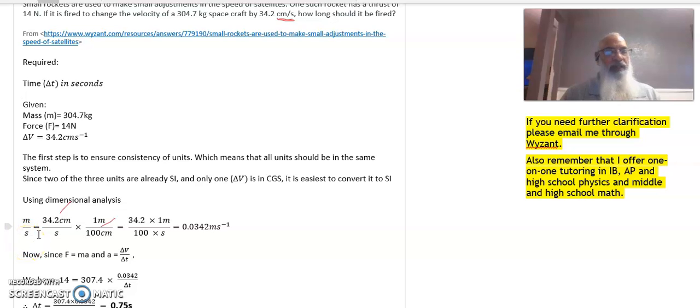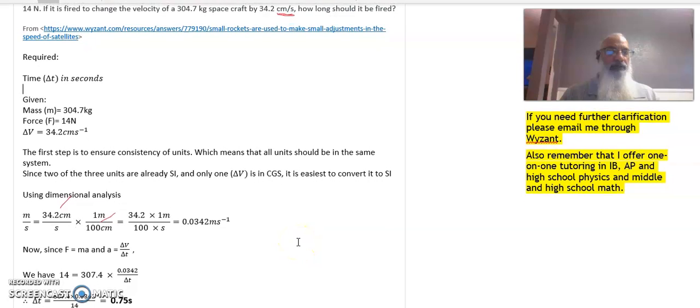Good. And then that is equal to the given 34.2 centimeters per second. So we write it like that. And in this case, we're not going to bother with the seconds because eventually the seconds are not changing. It's just the centimeters changing to meters. And so the next step is then to multiply by a fraction such that we can cancel out centimeters from it.